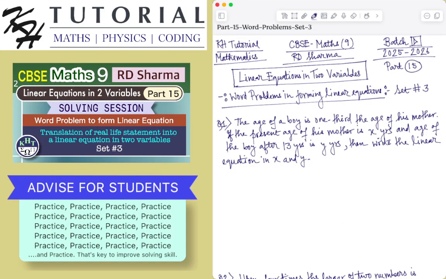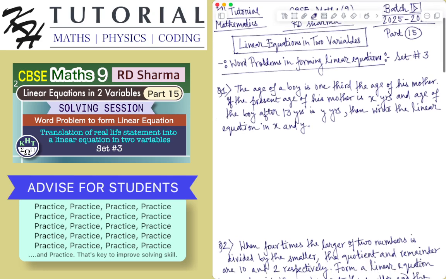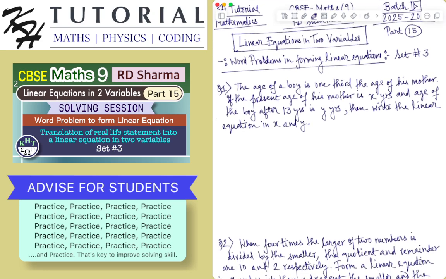Okay, so the first problem says that the age of a boy is 1/3 the age of his mother. If the present age of his mother is x years and the age of the boy after 13 years is y years, then write the linear equation in x and y. So first, it is crucial to understand what the variables x and y are representing. The variable x is denoting the present age of the boy's mother, and the variable y is representing the age of the boy after 13 years.